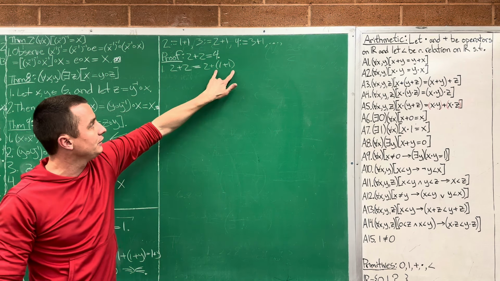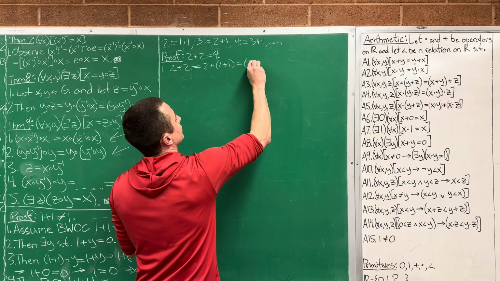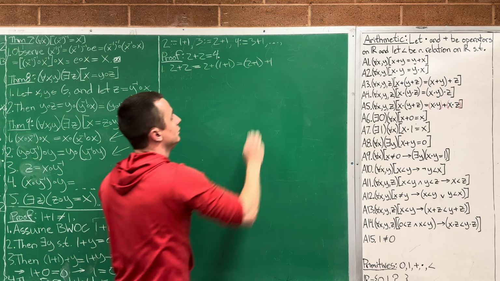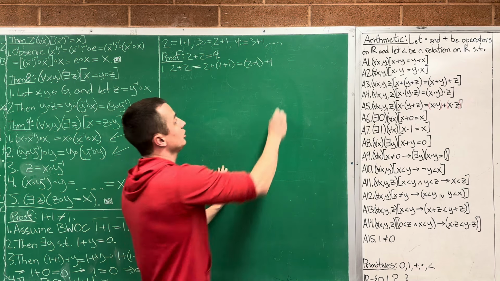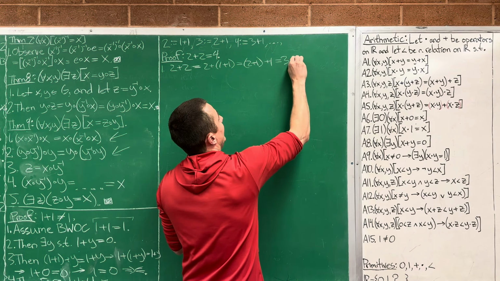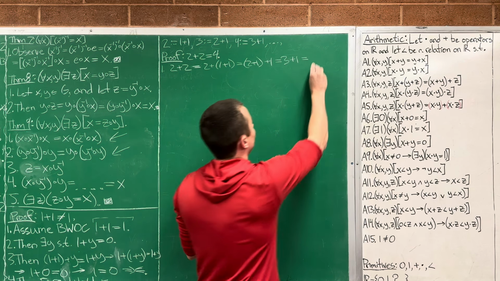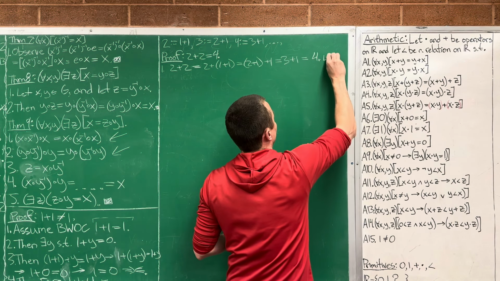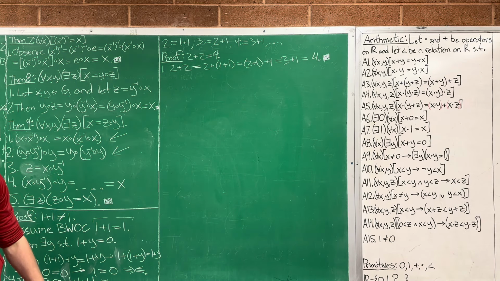Now I can use associativity to shift my parentheses over here. So this is equal to (2 plus 1) plus 1. And what is 2 plus 1 by definition? 3. So this is equal to 3 plus 1. And what is 3 plus 1 by definition? 4. And boom, we just did it. We proved 2 plus 2 is 4.